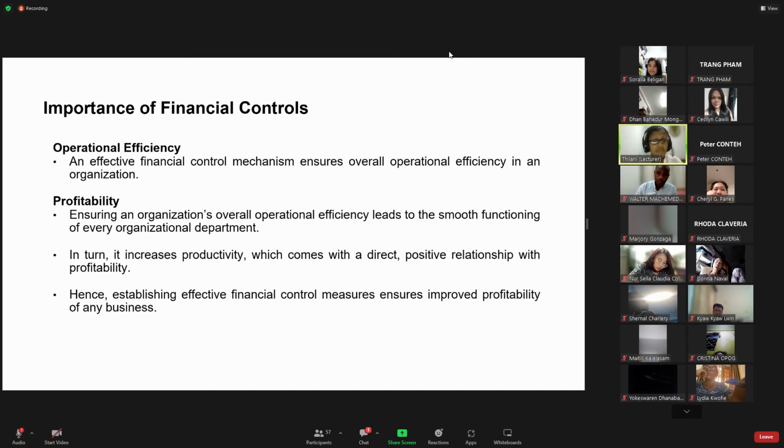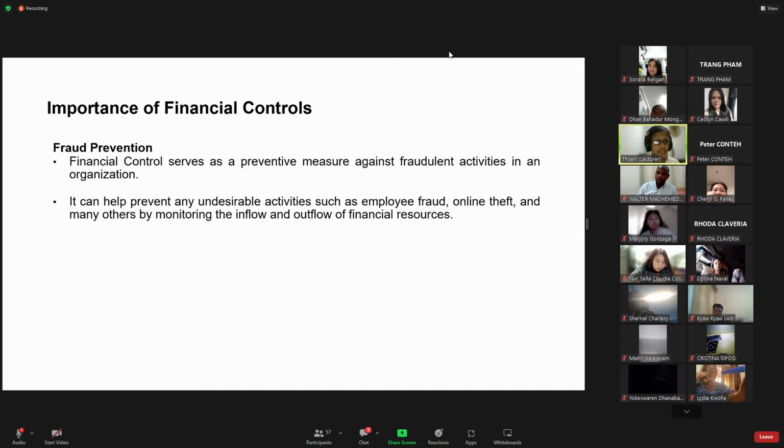So effective financial control measures also improve profitability in any business, right? If you plan your finances well, it's directly linked to profitability. You manage your finances well, you can manage your resources well. You manage your resources well, it will help you in terms of operating efficiently. When you operate efficiently, your productivity increases, hence it will give you more profits.